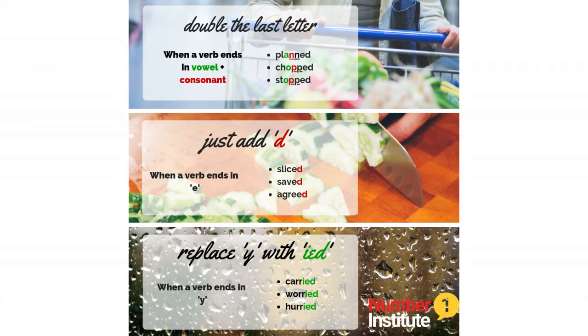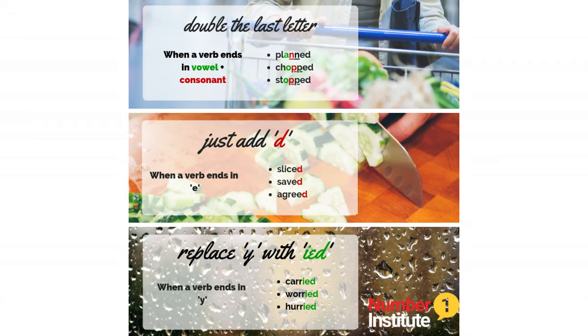But there are three special spelling rules. Sometimes you need to double the last letter. Here are some examples. Plan, planned. Chop, chopped. Sometimes you don't need to add ed, just d. Sliced, saved. And sometimes you need to remove a y at the end and add ied. Carry becomes carried. Worry becomes worried.